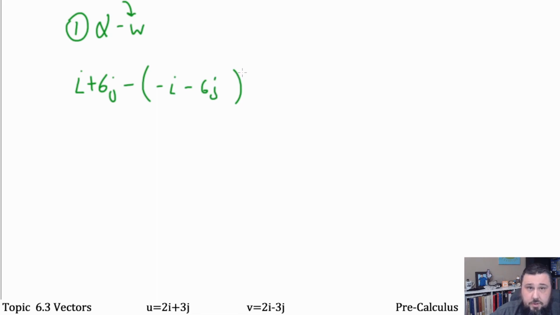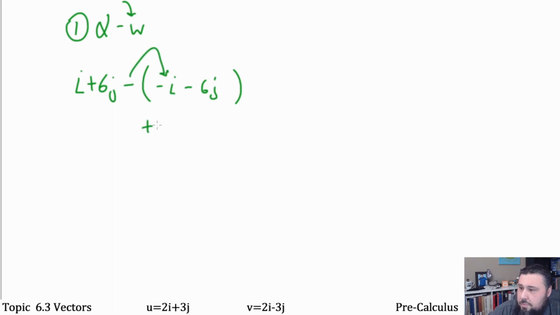And now there's nothing here. There are no like terms, so I can't combine them. Like terms in this sense is my x-axis and my y-axis value. I can't really add those together because you're not moving left, right, up or down. So I'm going to distribute my negative in.